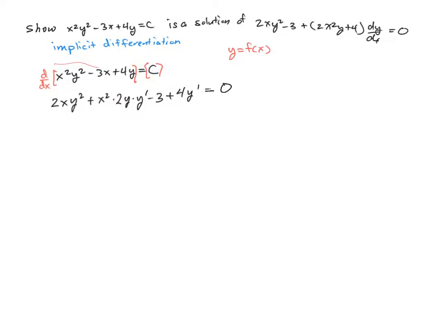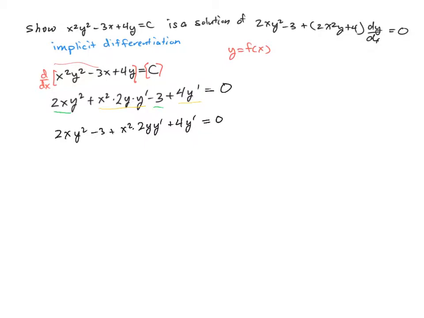So now what we want to do is organize our terms, and we'll first grab the 2xy squared and the minus 3 together. So that's going to be 2xy squared minus 3. And then we're going to have our other terms, which is going to be the x squared 2y y prime, and we'll write those down next. So that's going to be x squared 2y y prime plus 4y prime is equal to 0. You notice in those last two terms, there's a common y prime that will factor out.